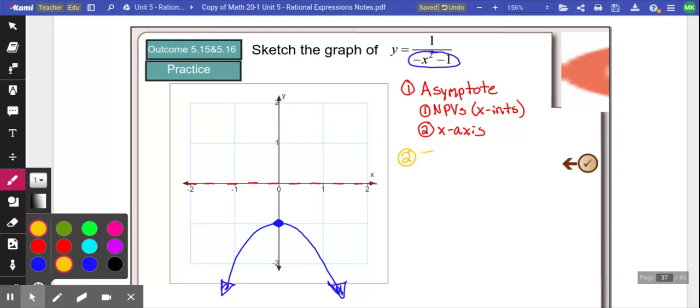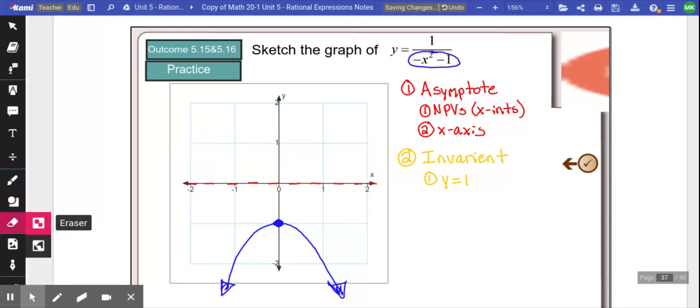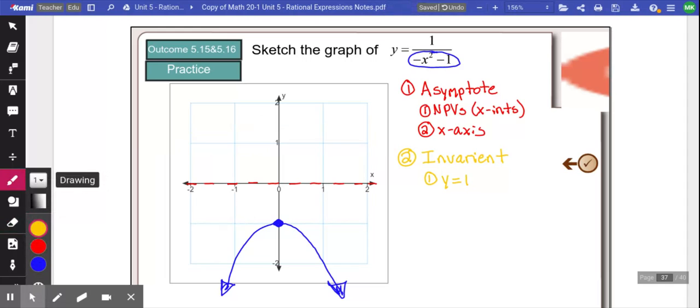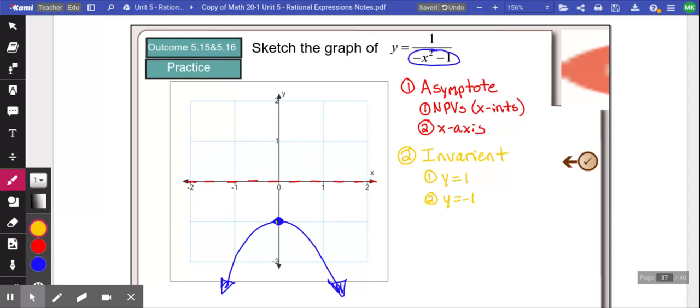Second step is to label your invariant points. These are points that will be on both the blue graph and my reciprocated graph. The first spot we get invariant points is at y equals 1. Nothing equals 1. The second thing you'd want to do is draw an invariant point at y equals -1, which happens to be our vertex right there. This is going to be a unique situation for us.